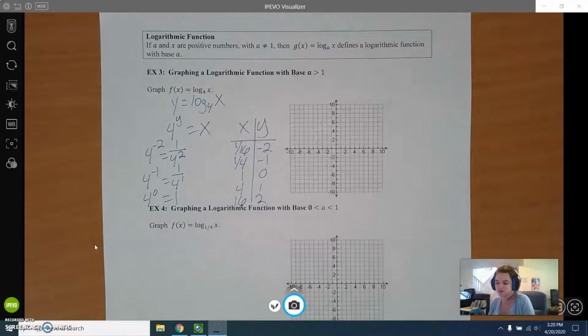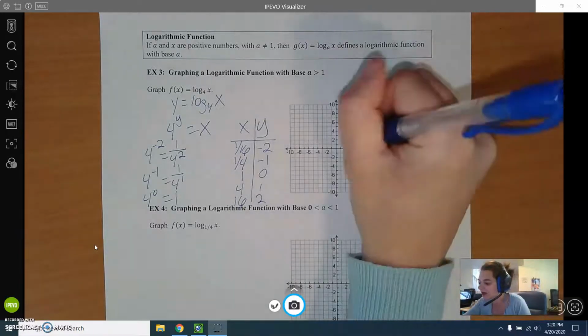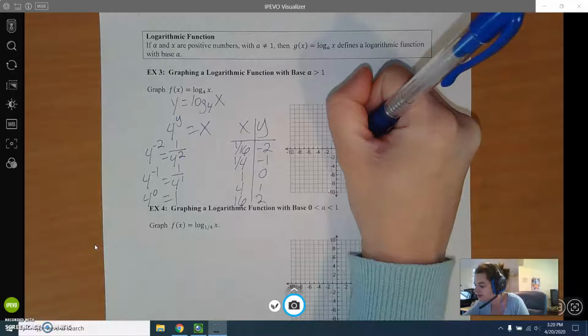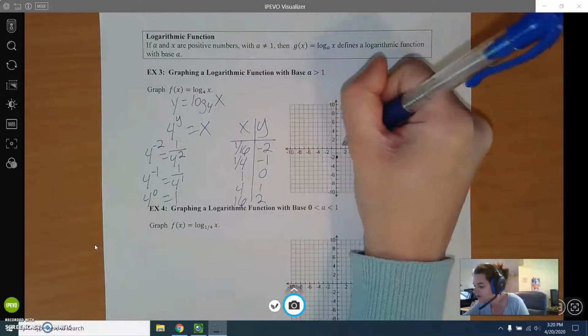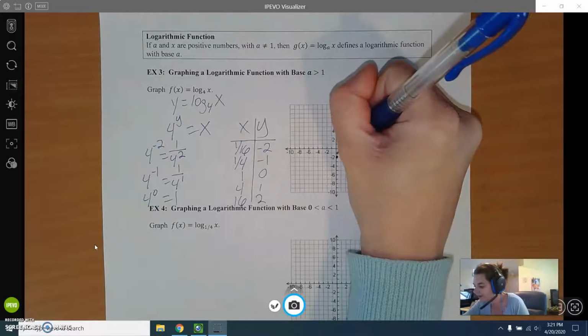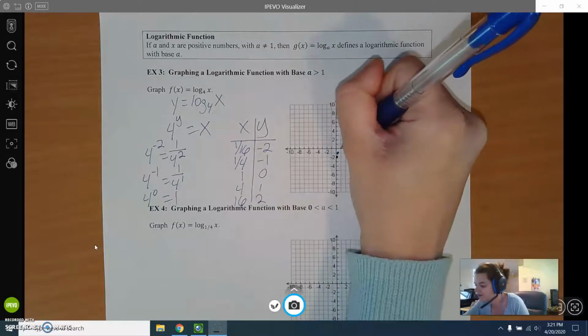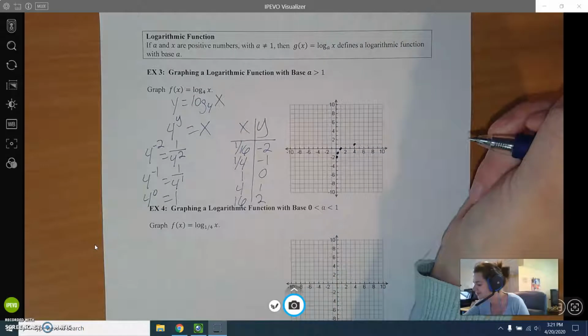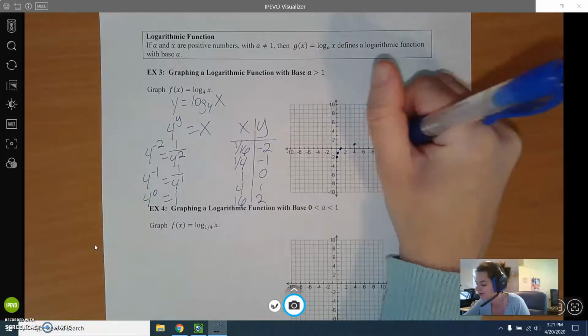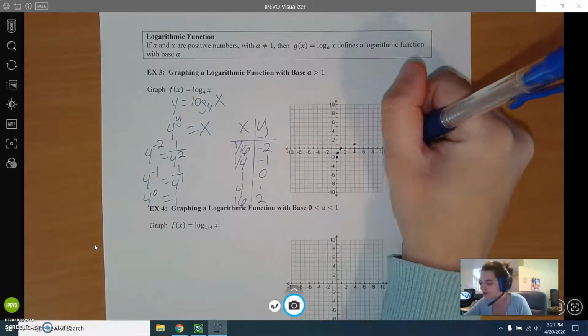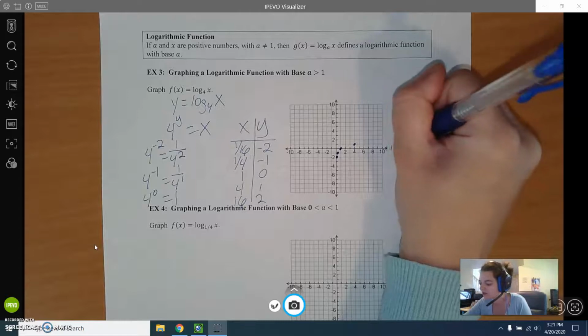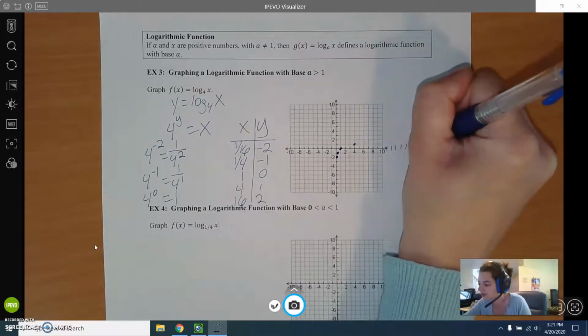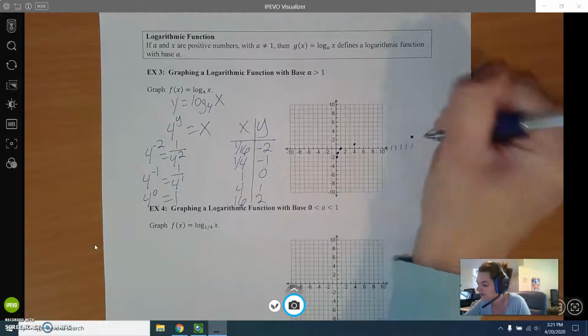So now we have some nice points to plot. I've got the point (1/16, -2), (1/4, -1), (1, 0), (4, 1), and (16, 2). And 16 is kind of off my graph, but let's just kind of count over to it. Here's 10, 11, 12, 13, 14, 15, 16, and 2. Okay.